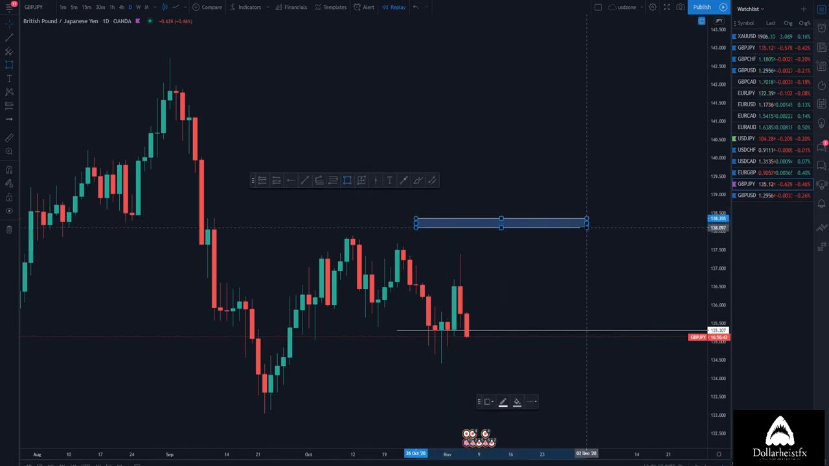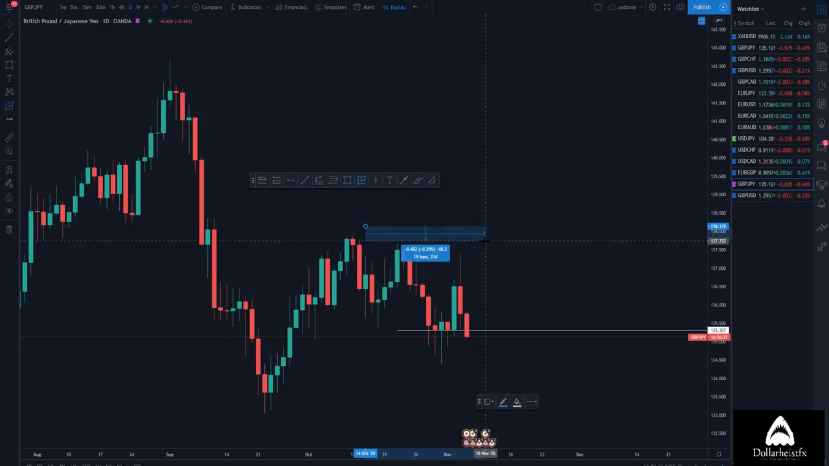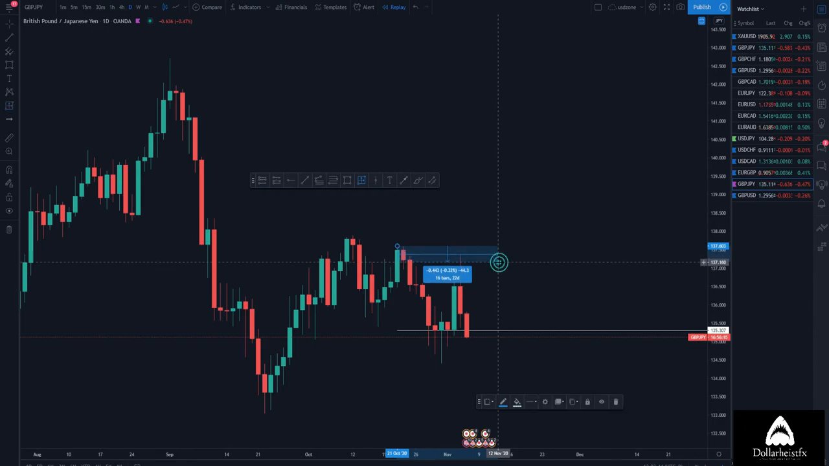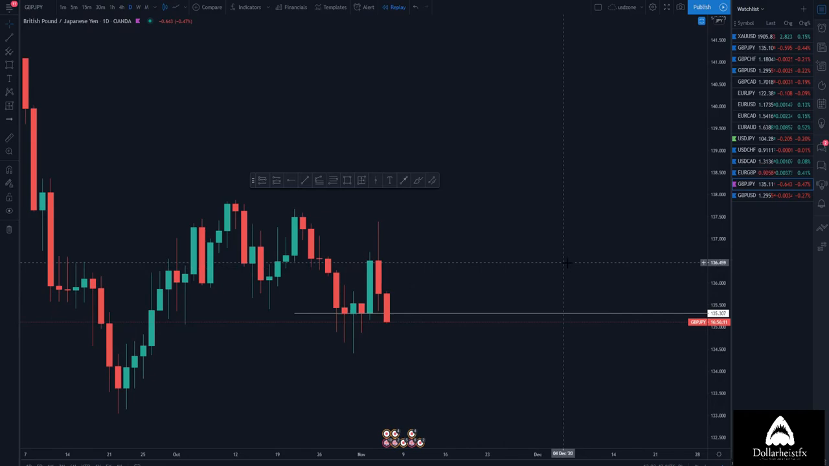So this rectangle is just a normal rectangle. This rectangle is equipped with the number of pips. As you can see, the further I go down, the number is increasing. So this right here, you can basically adjust. You can know how many pips that particular area is, so you don't need to calculate from here. It will make your job much easier.